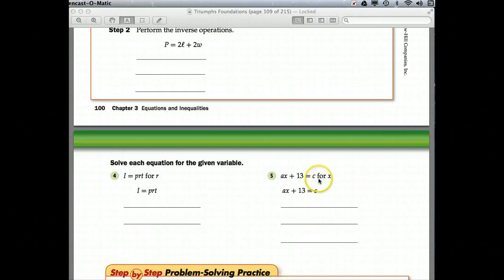Over here we're going to solve for X. So what operations are we going to have to perform to reverse this? Well, we're going to have to subtract 13, aren't we? And divide by A. Very good. Give that a try and then come back and check your answers.